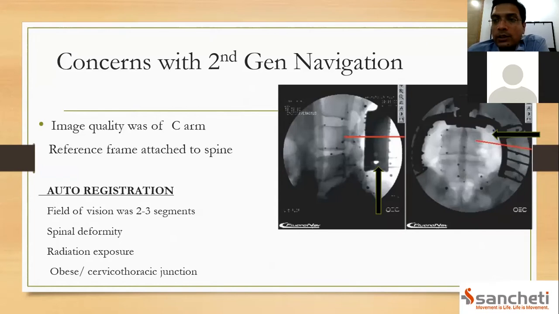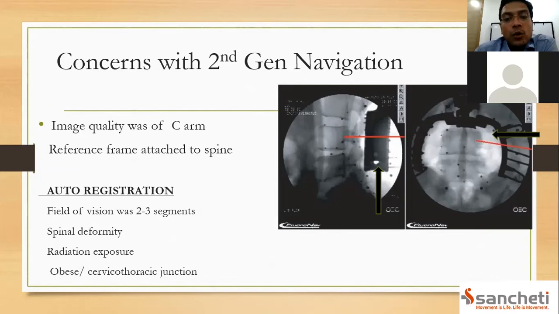The image quality was that of a C-arm. It was difficult to do surgery for spine deformity, especially when you had multi-level pathology, not just limited to 2 to 3 segments. Obviously, radiation exposure was considerable because suppose you have 4 or 5 level fixation, then the navigation would have to be repeated, and you would have to do it for each and every segment that was separately to be addressed.